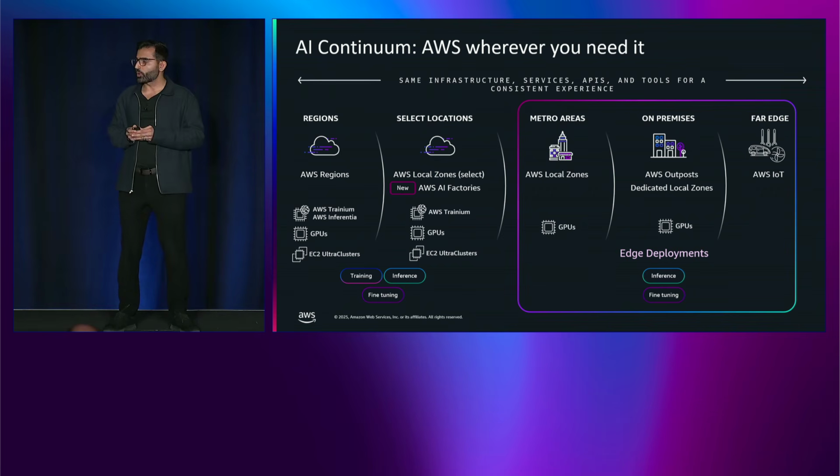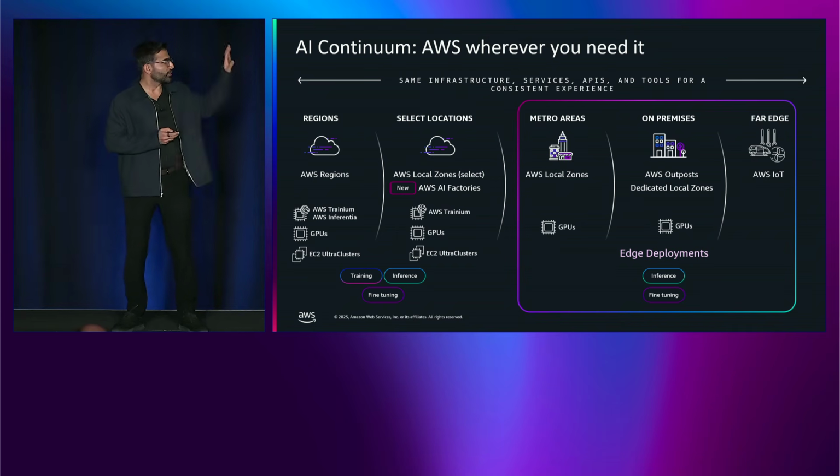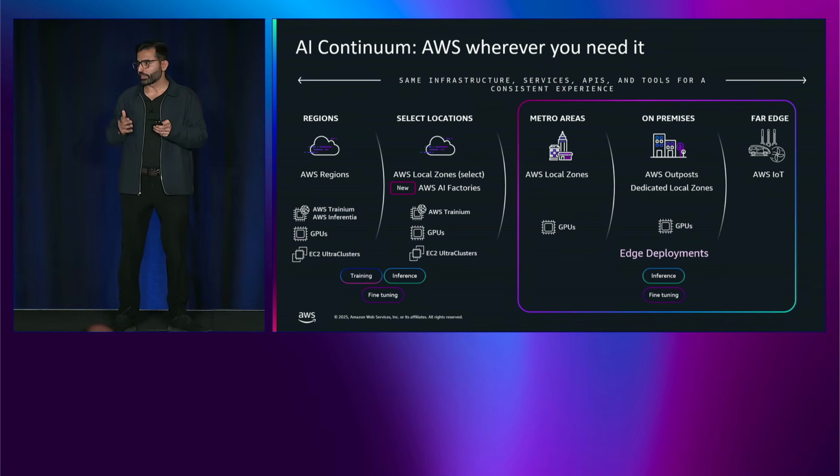So how are we meeting the requirements of these customers who have varying deployment needs? We're basically doing that by bringing AWS wherever our customers need them. On the left side, you see AWS regions, which are available in 38 locations. They continue to provide you access to the latest and greatest NVIDIA GPUs, our own Amazon accelerated chips, including Trainium and Inferentia, as well as high-performance storage, and EC2 Ultra clusters that really provide you petabit scale networking. In these regions, you also get access to the AI services like Bedrock and SageMaker.